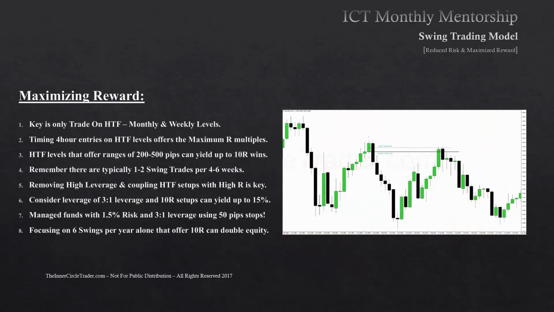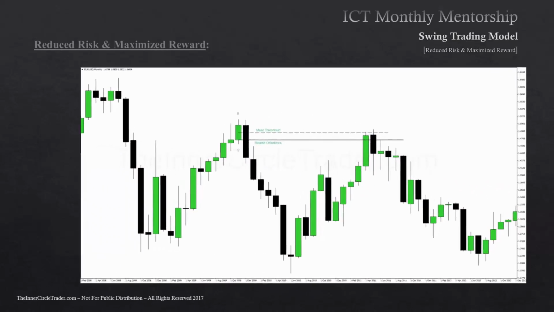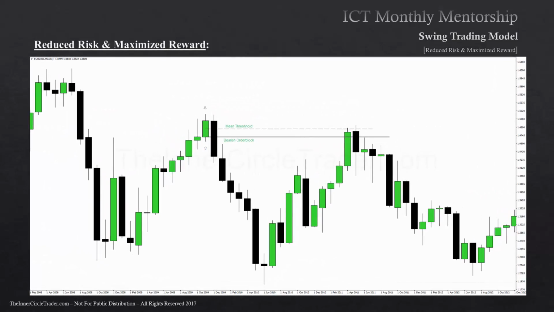All right, we're going to take a look at an example here and start giving you some ideas how you can flesh this out about maximizing reward and reducing risk. In this example, we're going to be looking at the Euro Dollar. And I want you to take a look at this high here. The high was formed in April 2011, and we're using an old monthly high. So we're high in the range.